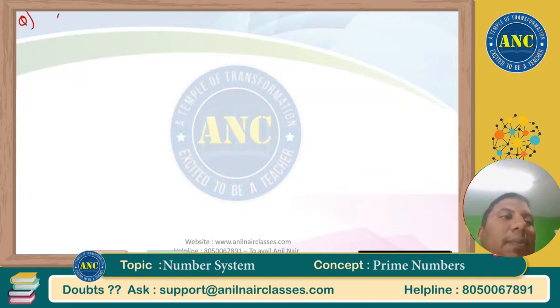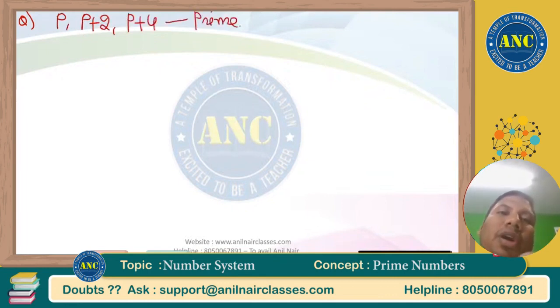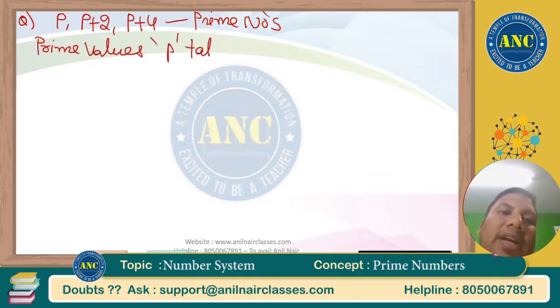Now see here. P, P plus 2, P plus 4 are prime numbers. How many prime values can P take? There is a triplet P, P plus 2, P plus 4. This triplet is a prime number triplet. How many prime values can P take?